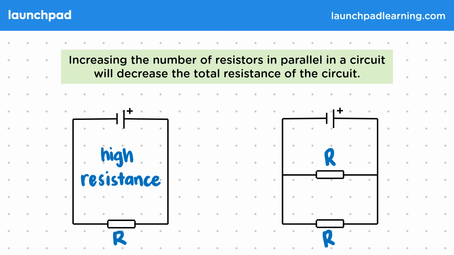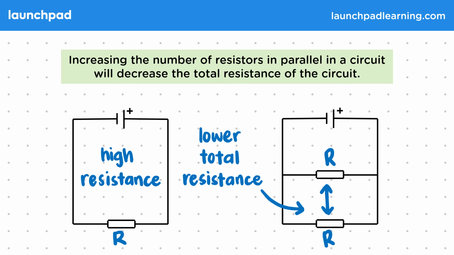of R. So if there are two resistors, you would think that the total resistance in the circuit, in other words the combined resistance of these parallel resistors, would be larger than the series circuit. But actually, there is a lower total resistance. You won't be expected to calculate this total resistance for your exams, but you need to remember that adding resistors in parallel will decrease this total. But how would this affect the properties of the circuit?